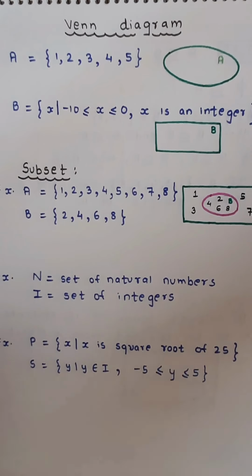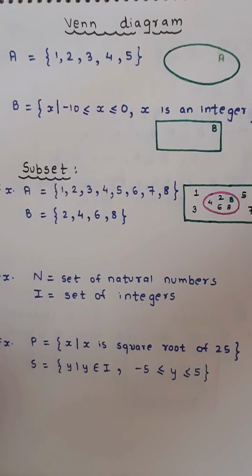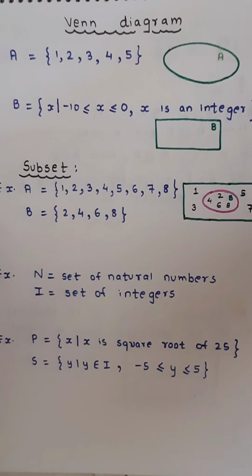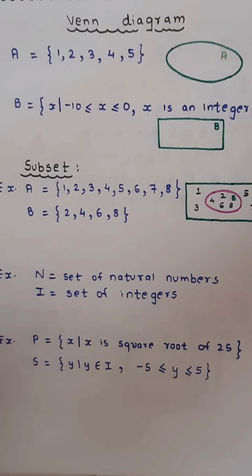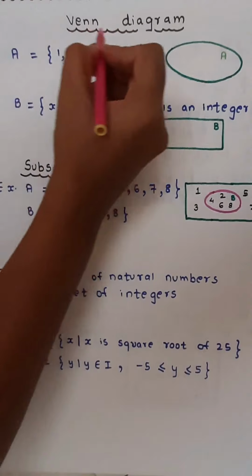Okay, today we'll just continue the lesson on sets. Today we're going to see a topic related to Venn diagram, subsets, universal set and complement of a set. So the first is Venn diagram.